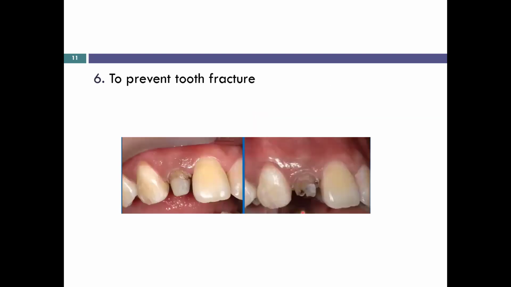Next is to prevent tooth fracture. So if the prepared tooth is left like this for a long period of time, it may be subjected to occlusal force. That leads to fracture of the prepared tooth. So these were the objectives of the provisional restorations.